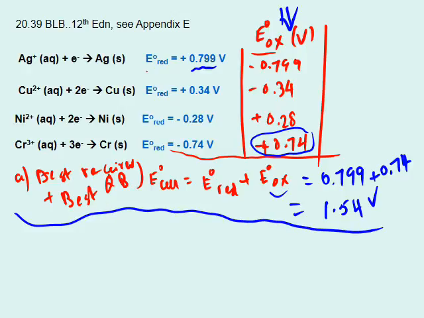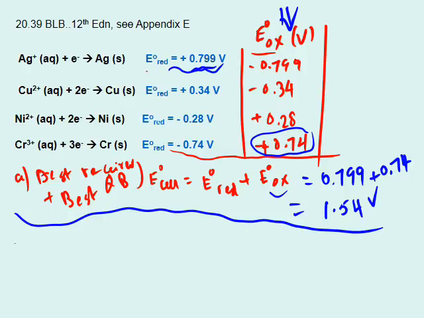You could have done this same problem by taking into account all possible combinations. That means left hand side and right hand side, you add them and finally see. Of course, you cannot choose the same one twice. So if you choose 0.799, then it'd be minus 0.34 or plus 0.28 or plus 0.74. That's how we find out what gives the best or largest voltage.